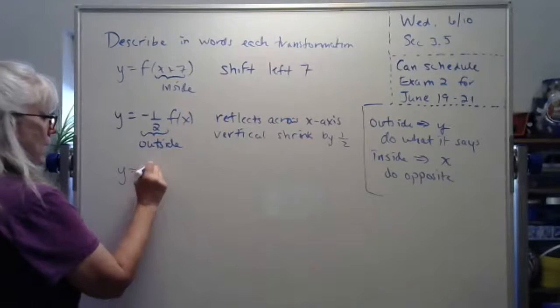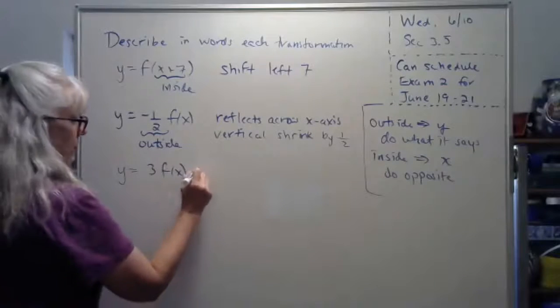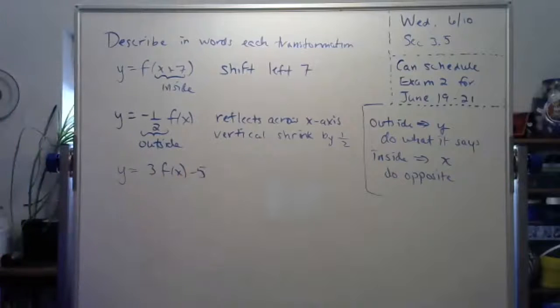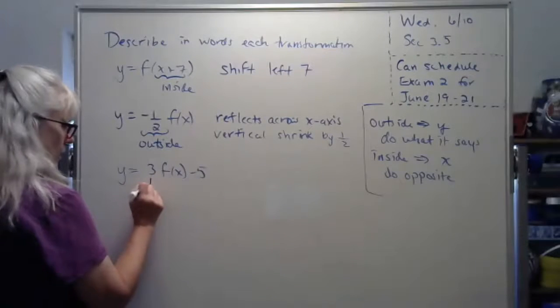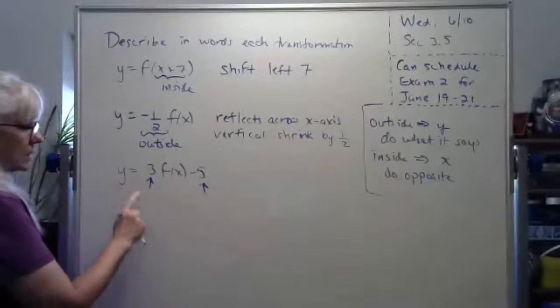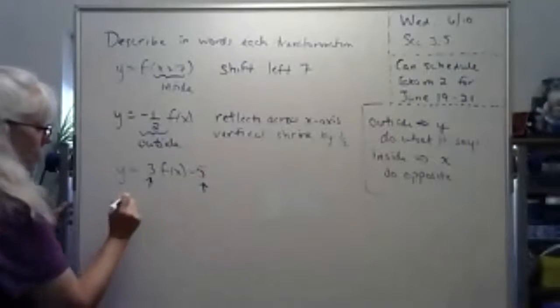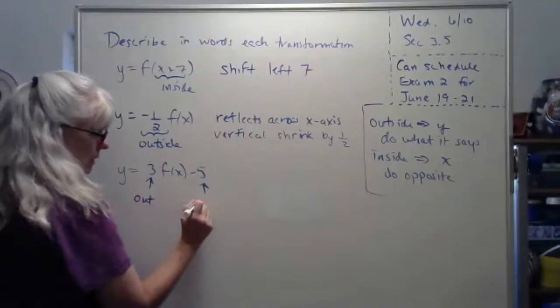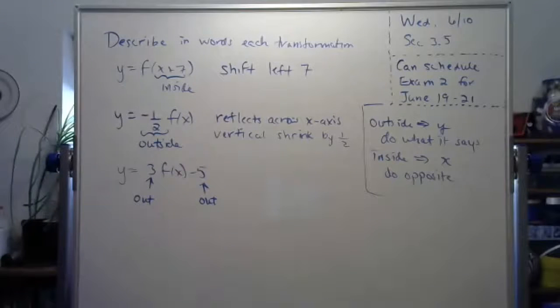What if we have y equals 3 times f of x, and then I'm going to do a -5 after that. So 3 times f of x minus 5. Okay. So I have a 3 and I have a -5. So are they inside or outside? Let's deal with the 3. Is the 3 inside or outside? Outside. Good. What about the -5? Would it also be outside? Yep, they're both outside. So everything we're doing here is again in the vertical direction.